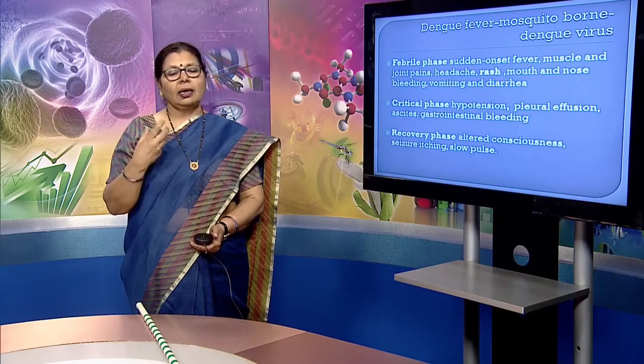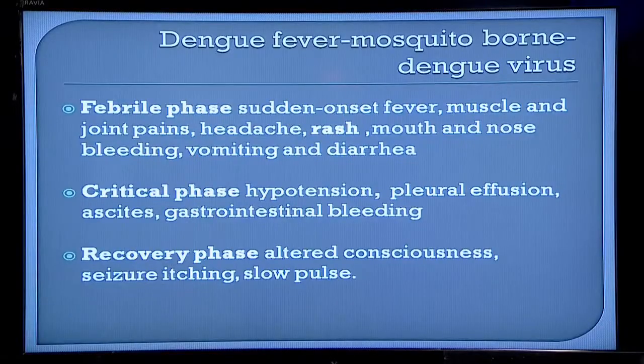Now we are much more worried about dengue. And what is that? There are 3 conditions for dengue. Febrile phase, that means you have severe fever, muscle and joint pain, headache, rashes, bleeding from the mouth and nose, and vomiting and diarrhea. This is the first phase of dengue.